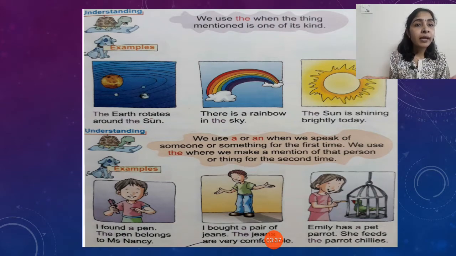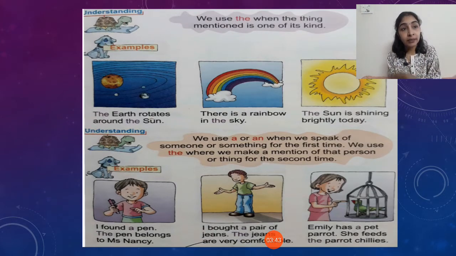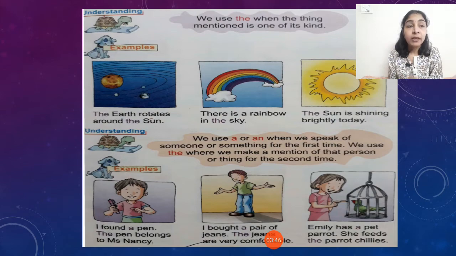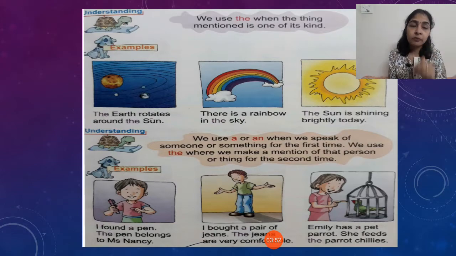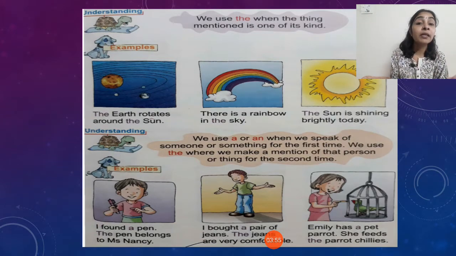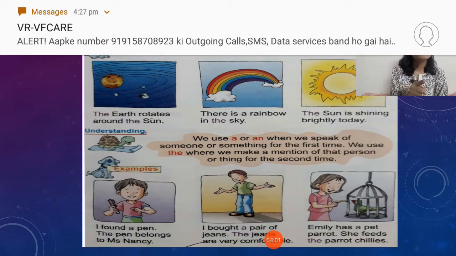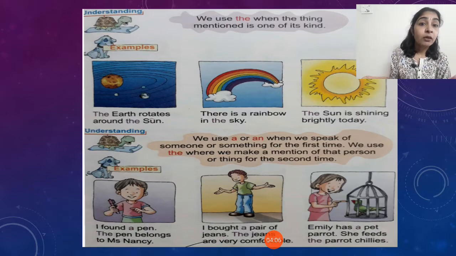We use a or an when we speak of someone or something for the first time. We use the when we make the mention of that person or thing the second time. As I told in the previous example, in the previous slide, that the same shirt when we are wearing, then for the same shirt we are using the. Let us see a few more examples. I found a pen. Now here it is indefinite, so a pen. The pen belongs to Miss Nancy. Now the pen that we are talking about, that belongs to Nancy. Okay, so here the pen has become definite.